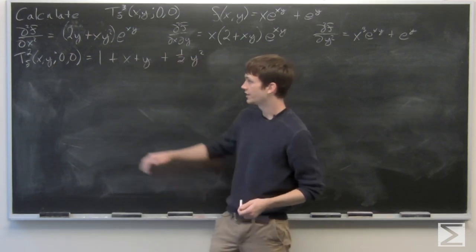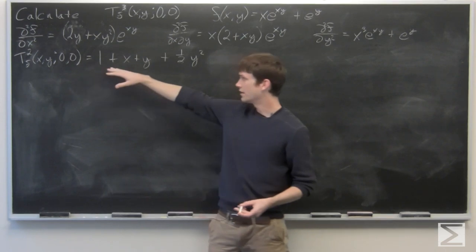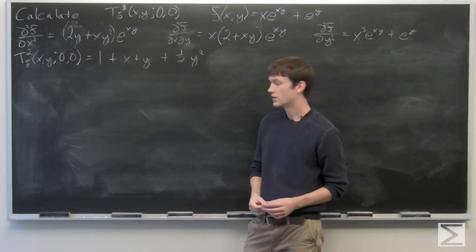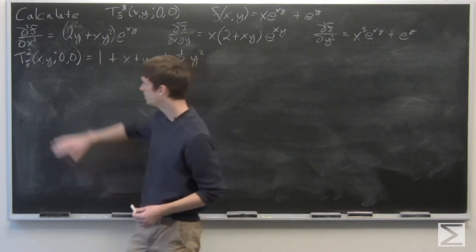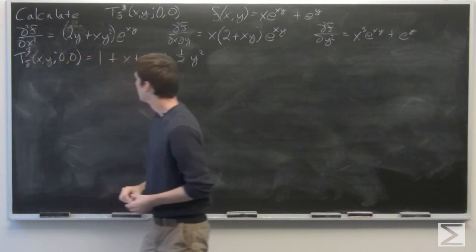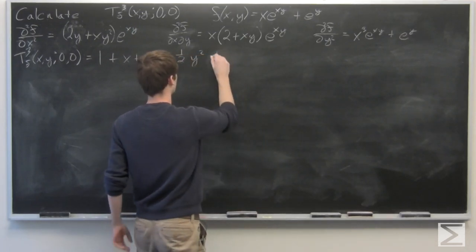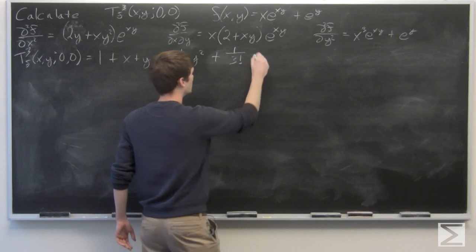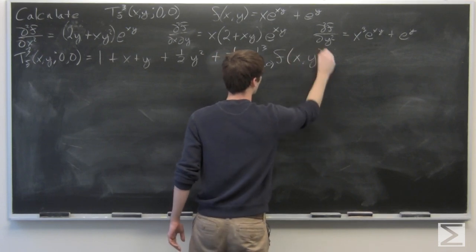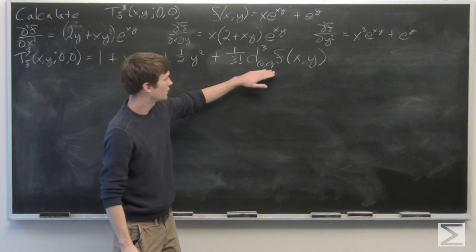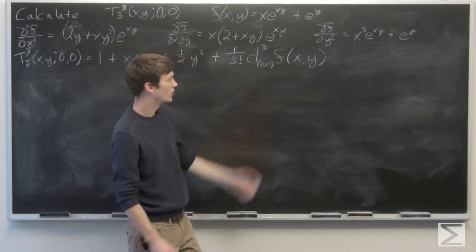Using that information, we determined that the second order Taylor polynomial of f of x, y at (0, 0) is 1 plus x plus y plus 1 half y squared. Now we want to calculate the third order Taylor polynomial. If we build the third order off of our second, we just have to add 1 over 3 factorial times the third total derivative of f at x minus 0, y minus 0, at the point (0, 0).